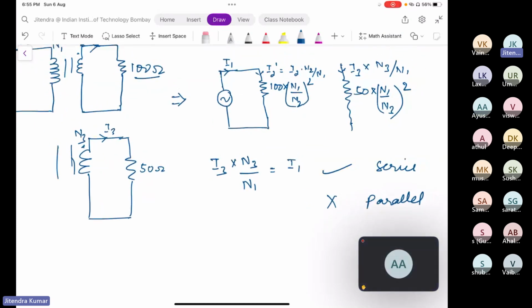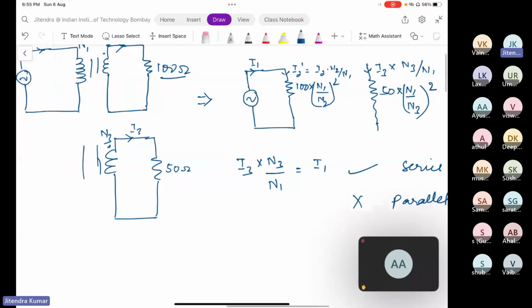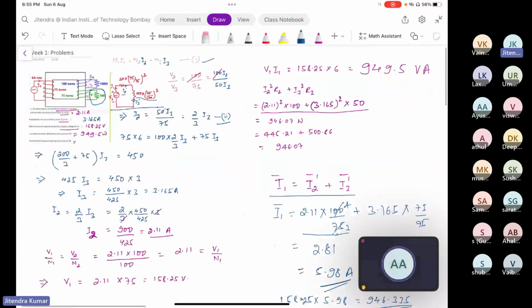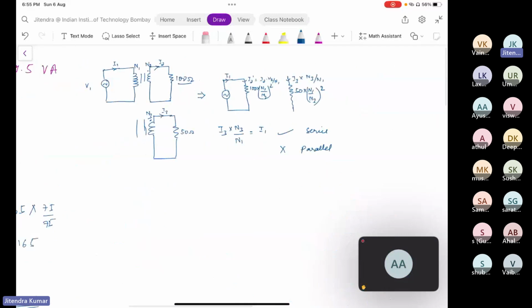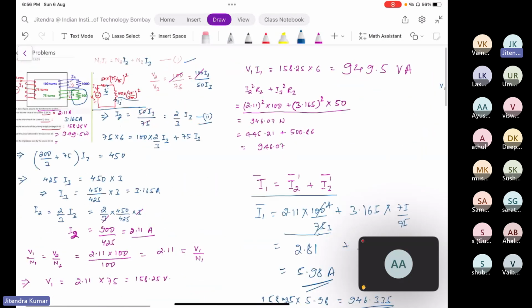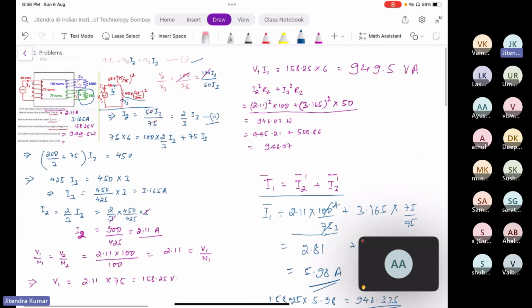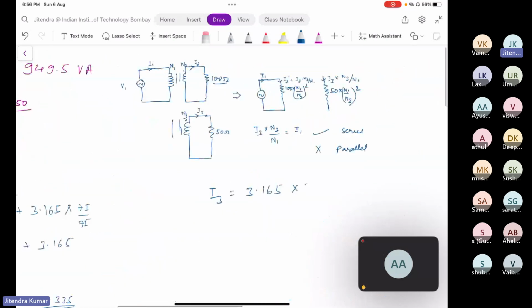Okay. So we have found out I3, right? I3 is 3.165. I3 is equal to 3.165 into N3 is 7, 75, 75. So this is 3.165. Since it is not equal to I1, it means it cannot be connected in series.